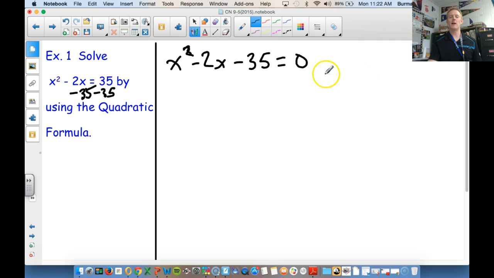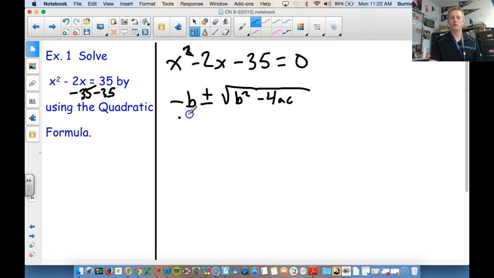Okay, now this is where we're going to plug into that formula. Remember, it was the opposite of b plus or minus the square root of b squared minus 4ac all over 2a. So here's my a, my b, and my c. So we just have to plug the numbers in, use our trusty calculators to solve for this. So I'm going to change colors and plug the numbers in.